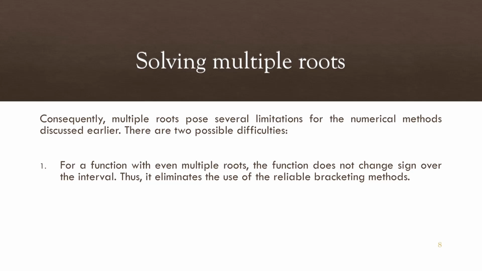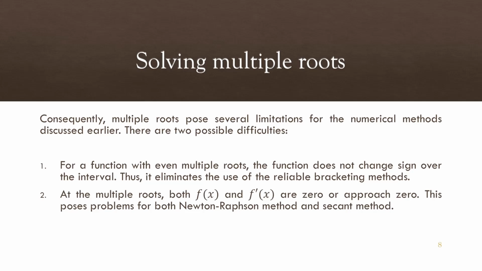So for a function with even multiple roots, the function does not change sign over the interval. Thus, it eliminates the use of the reliable bracketing methods. And the other thing is that at the multiple roots, both the value of the function and the derivative of the function at the x-axis are 0 or approaching 0. So this poses problems when we try to use the Newton-Raphson method or secant method to solve the root.